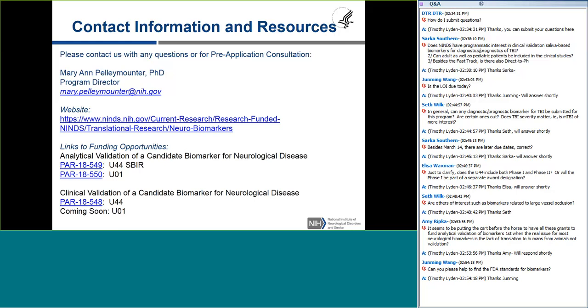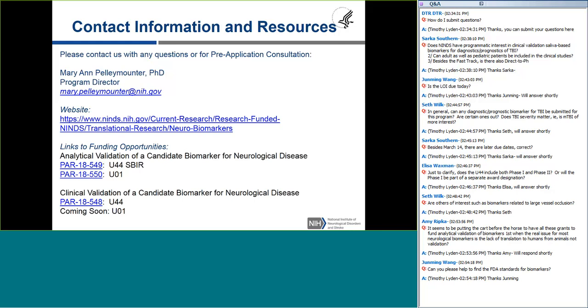Next question is, it seems to be putting the cart before the horse to have all these grants funding analytical validation of biomarkers first, when the real issue for most neurological biomarkers is a lack of translation to humans from animals, not validation. We do agree with your assessment there. Part of this opportunity and this whole plan that we have is actually a bit of an experiment to see what types of candidate biomarkers actually come in for our validation funding opportunities. In the meantime, we're hoping that some candidate biomarkers that look good come in. But that's also one of the reasons we want to have the workshop, because that one will be focused on how we do a better job of discovering biomarkers that are translational.